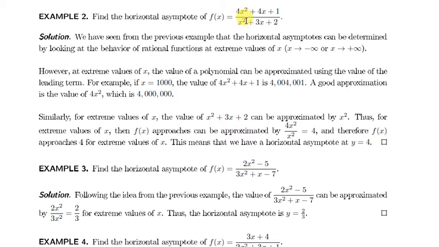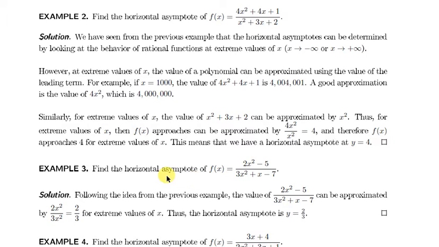Okay, so yung degree ng numerator is equal to the degree of the denominator. Therefore, the horizontal asymptote is the constant a over b, or 4 over 1, or that is just equal to 4. So y equals 4.